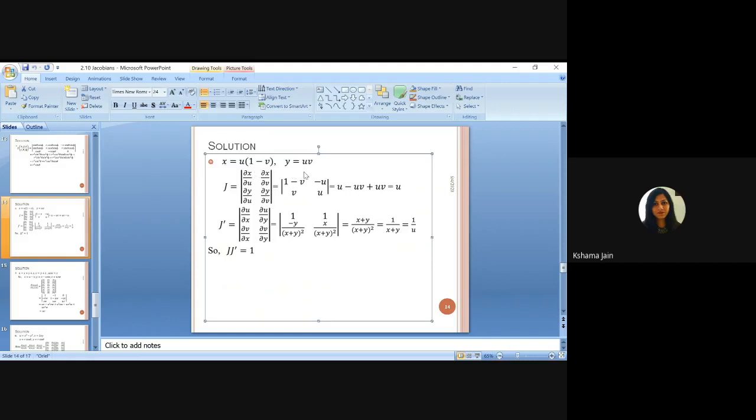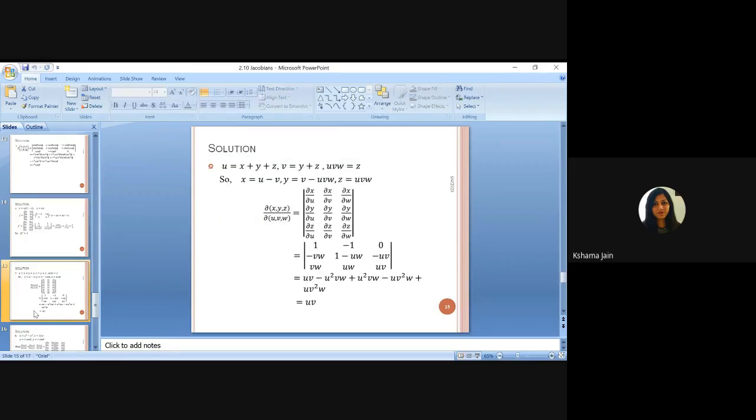Sometimes just after adding you will get the values of u and v, or just after subtraction, but sometimes after squaring or after substitution you will get them. But that will be completely on your practice. So ultimately, your work is to find the value of u and v in terms of x and y. Then we can find out the value of J dash. So this is the Jacobian.